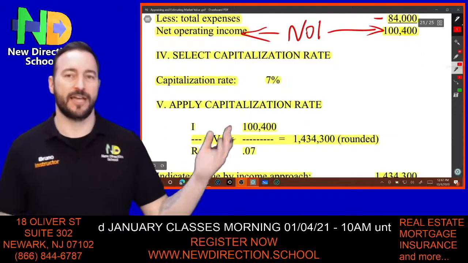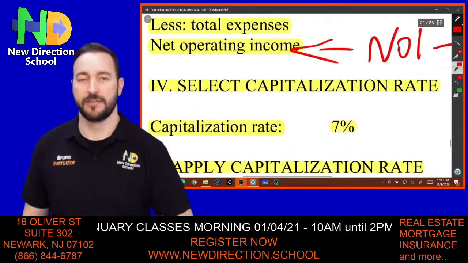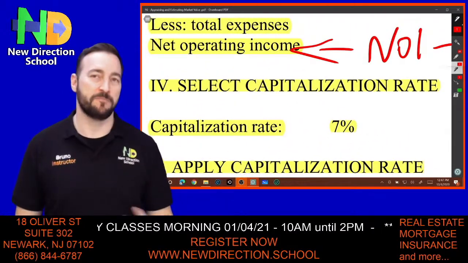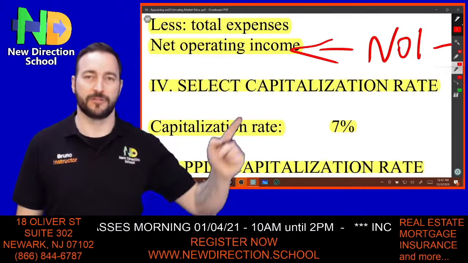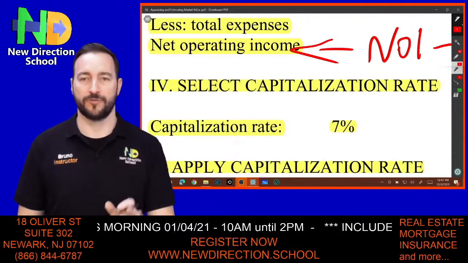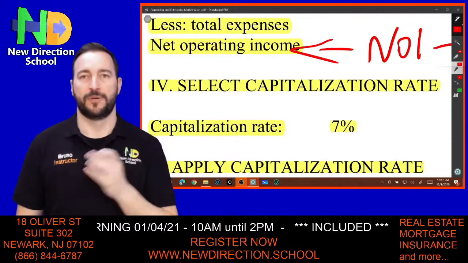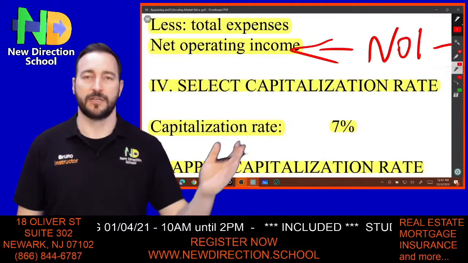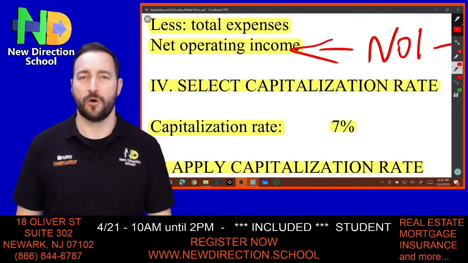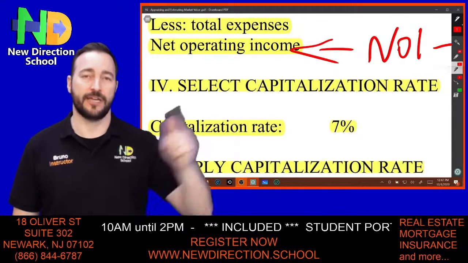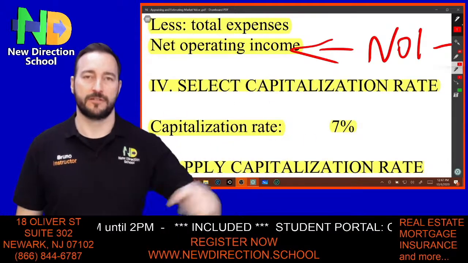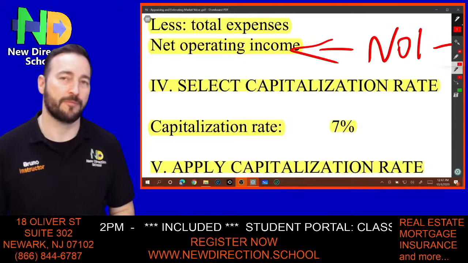Now we're going to select the capitalization rate, and guys, the cap rate is determined by comparables, other properties in a similar situation. We'll go over that at a different time. But here, just like in the state exam, they'll give you this. Or they'll give you the value and the NOI for you to figure out the rate. But in this scenario, they said cap rate is 7%.